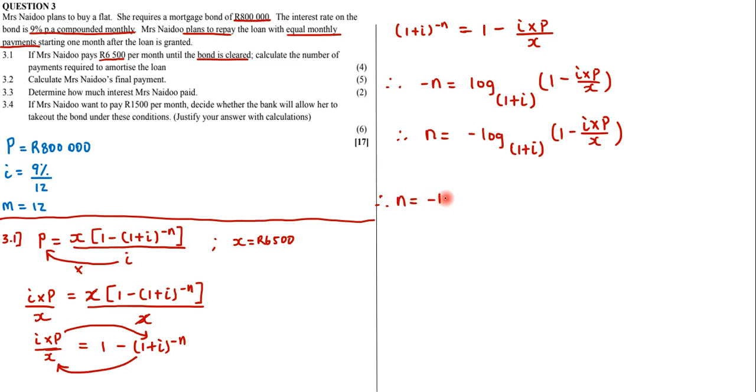So now here we're going to say minus log, and then we know that our I is 9%. I divide this by 12, and then I have 1 minus, again at the top, notice that I'm putting a bracket there. So 9% over 12, that was for the interest, times, now this is 800,000 rands, so I'm going to write 800,000 rands. Then I'll divide this by 6,500 rands. Alright, and then I'm going to go straight and press this into our calculator.